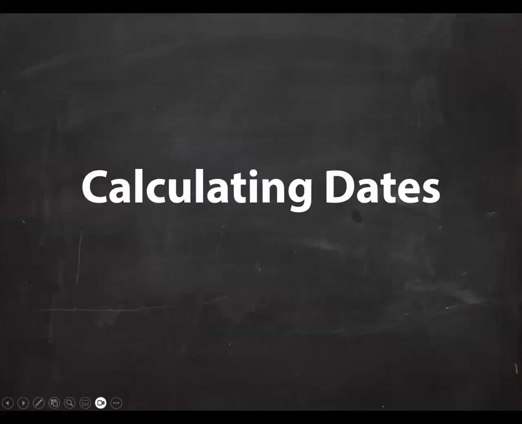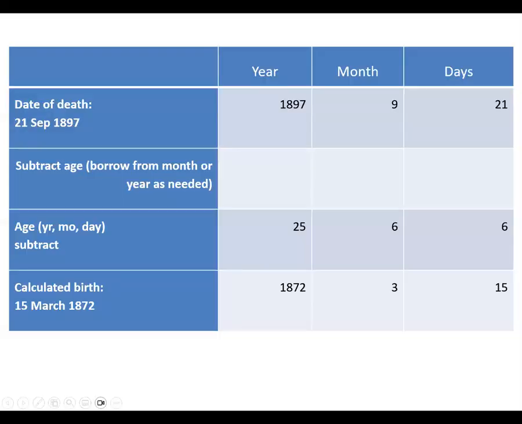All right, let's talk about calculating dates for a second. One of the things that I get really excited about is if a death record and/or a tombstone gives me the full date of death and gives me the age in year, month, and day. I can use this little grid here to separate the age from the date of death and get what I call a calculated birth.